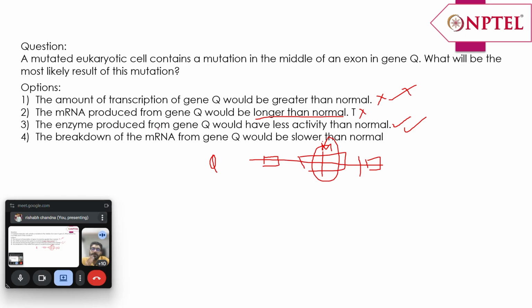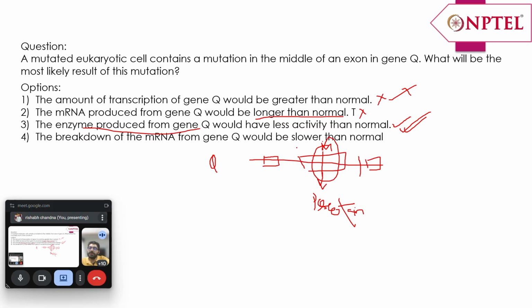Then, the enzyme produced from gene Q would have less activity than normal. So because an exon has this mutation, this mutation might be present at the active site of the enzyme, because this exon will lead to the protein finally. Okay, so this will lead to the protein, and if there would be any mutation in the active site of the enzyme, then that would hamper that enzyme activity. Okay, so this option can be correct.